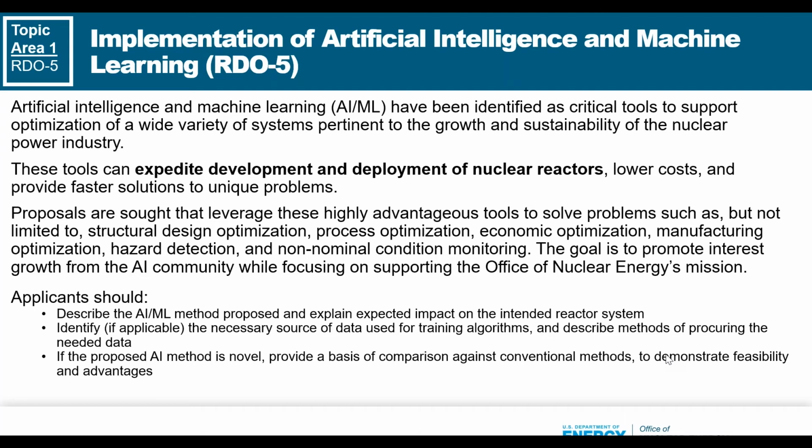And the goal of this subtopic area is really to promote the growth of the AI community while focusing on supporting the Office of Nuclear Energy's mission. And as part of applications, applicants should describe the artificial intelligence or machine learning method proposed and explain the expected impact on an identified and intended reactor system. If applicable to the proposal, they should identify the necessary source of data used for training algorithms and describe methods of procuring the needed data for their project to complete their proposed scope. And then if the AI method is novel in its nature, we would like applicants to provide a basis of comparison against conventional methods that are currently being used in different industries to demonstrate feasibility and advantages in comparison to already accepted methods. Next slide.